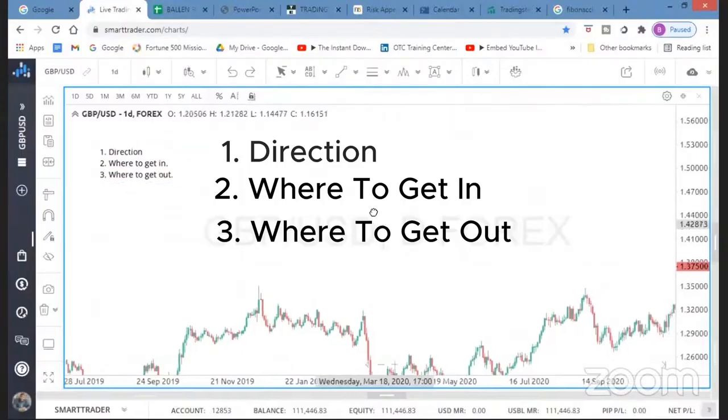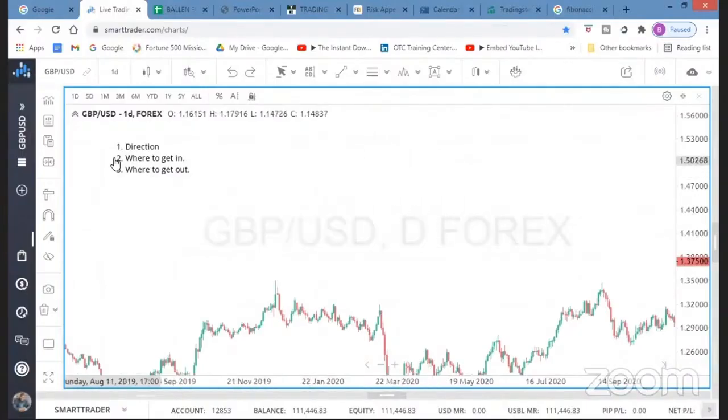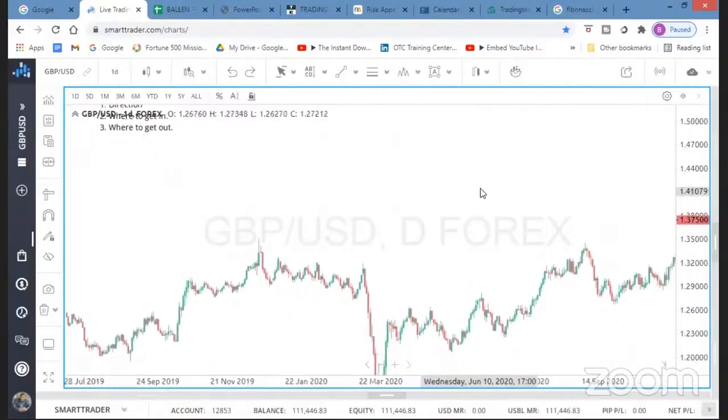So Benny, why do we use that, right? Because it helps us with our direction, where to get in and where to get out. We like saying that the fibs are the tuxedo on the price action, because at the end of the day, it's really fundamentally at its core about support and resistance, and understanding that. So let's work through this.